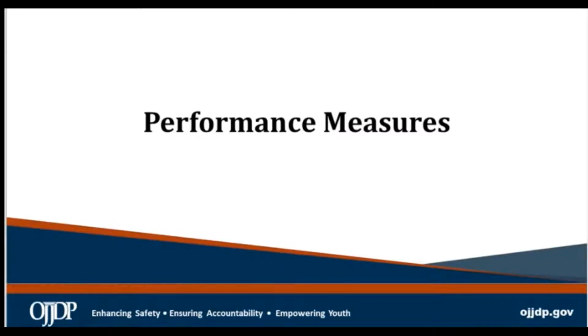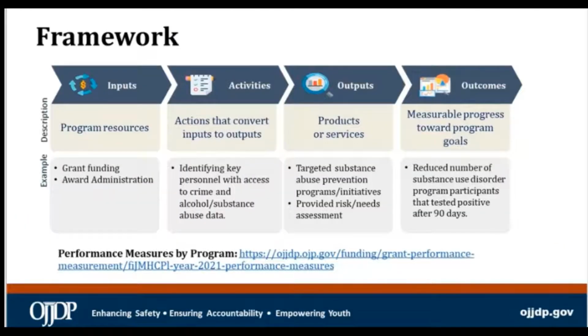Next, we will remind ourselves of the performance measures process and then discuss the newly updated performance measures found in this program. As you review with me, please note that these are the newly revised performance measures, but you will recognize some of them have not changed. The framework or logic model used to write the performance measures includes 4 components: inputs, activities, outputs, and outcomes.